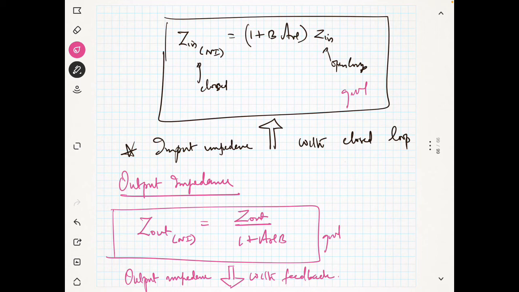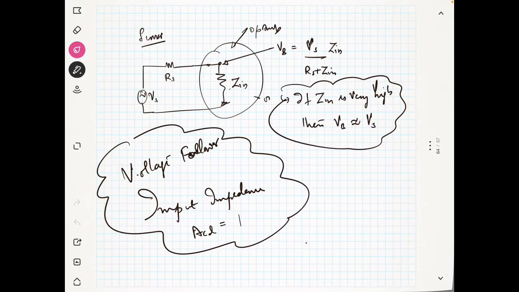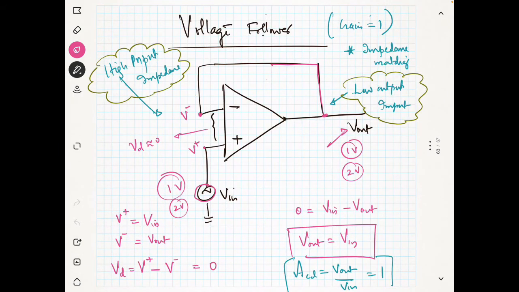This is the non-inverting amplifier. So we will see a problem based on this. Can you tell me, for the voltage follower, this is the voltage follower, I told you output voltage will be equal to input voltage. Now what will be the value of B here?